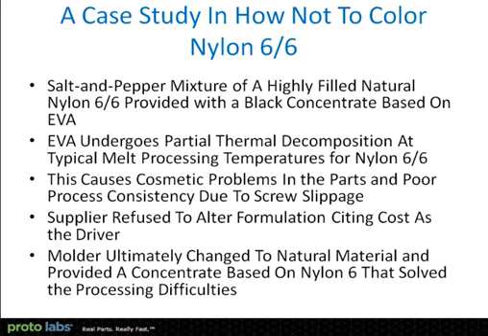And after realizing we were dealing with this contaminant, we went to the supplier and said, we'd like you to change the formulation of the concentrate. And they said, no, we can't do that because we have to do this in order to keep costs down. So we said, well, in the future then, send us natural material. We'll take care of coloring it ourselves. We went out and bought a color concentrate based on nylon 6, and that solved the problems.